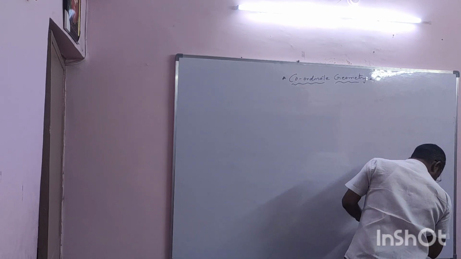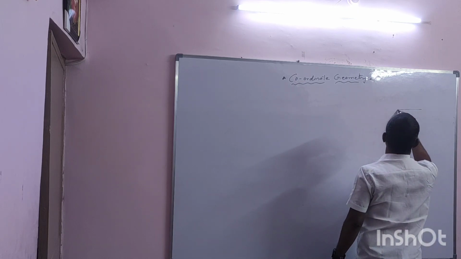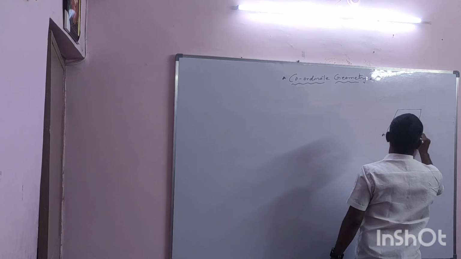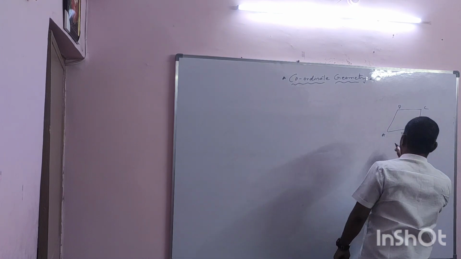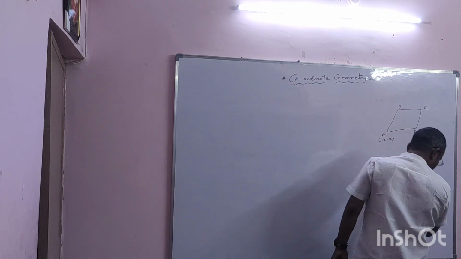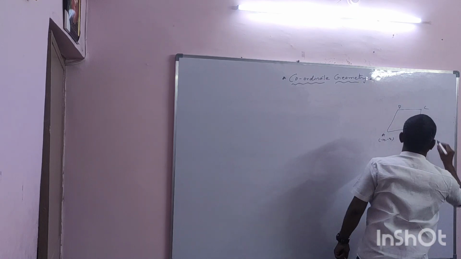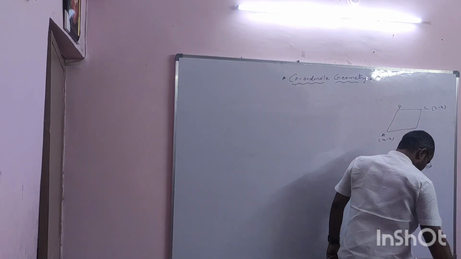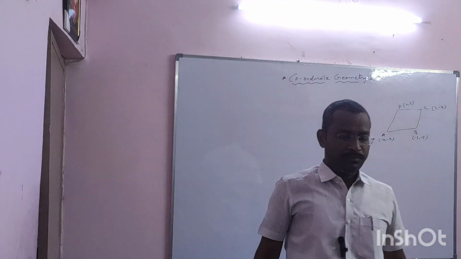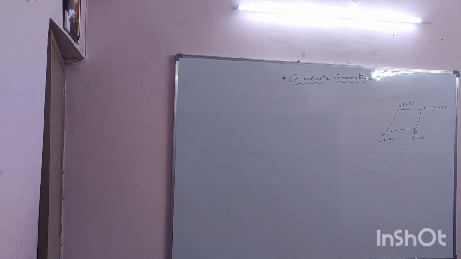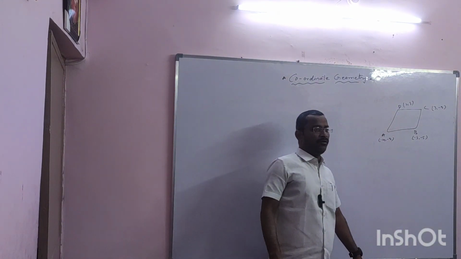For example, if the question is given: A, B, C, D, A of minus 4 comma minus 2, B of minus 3 comma minus 5, C of 3 comma minus 2, D of 2 comma 3. There are 4 vertices given. You need to find the area of the quadrilateral.